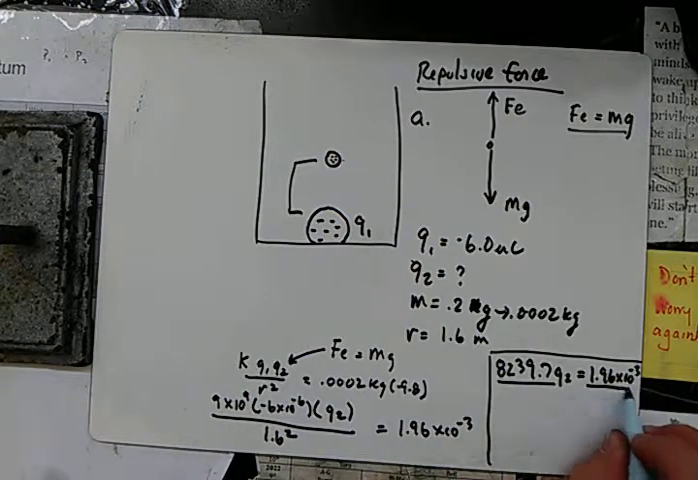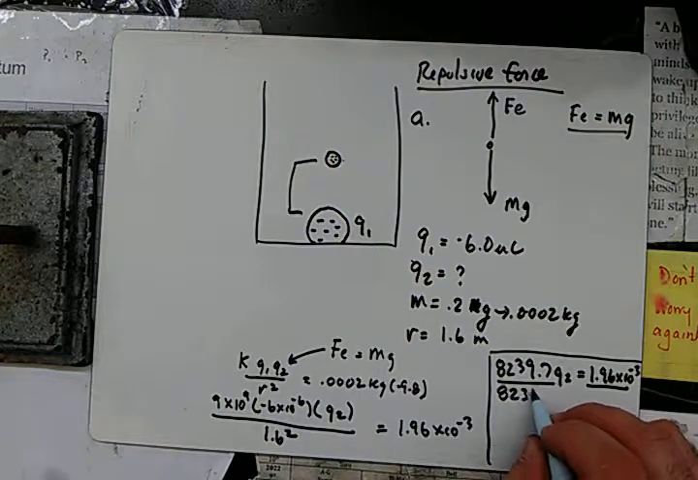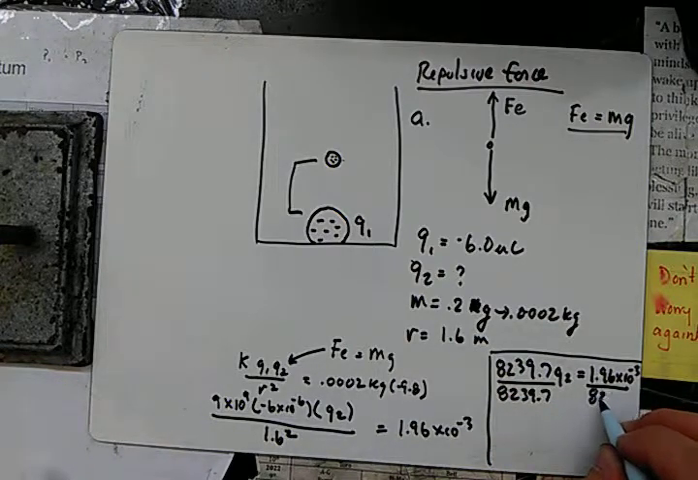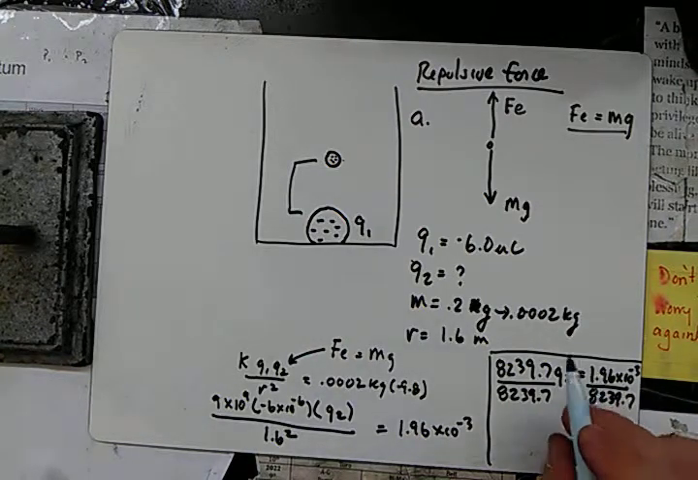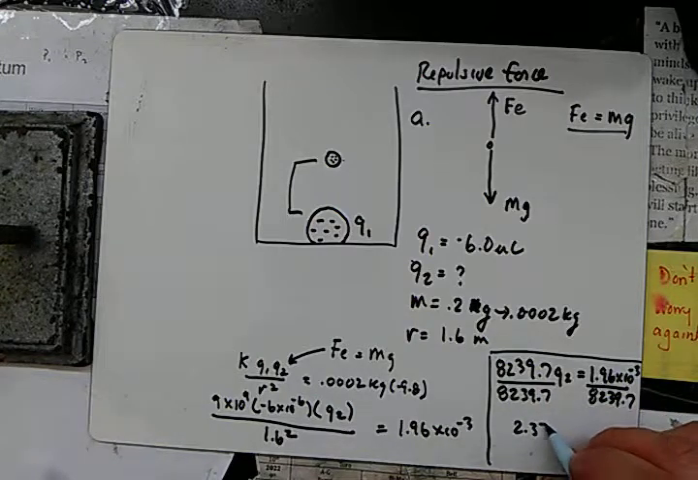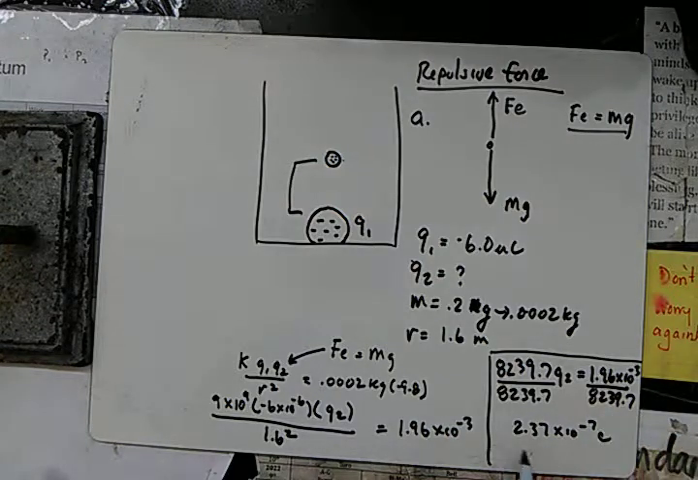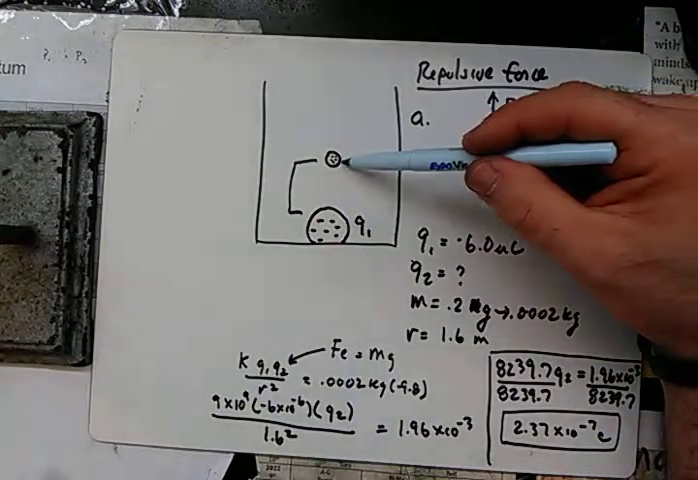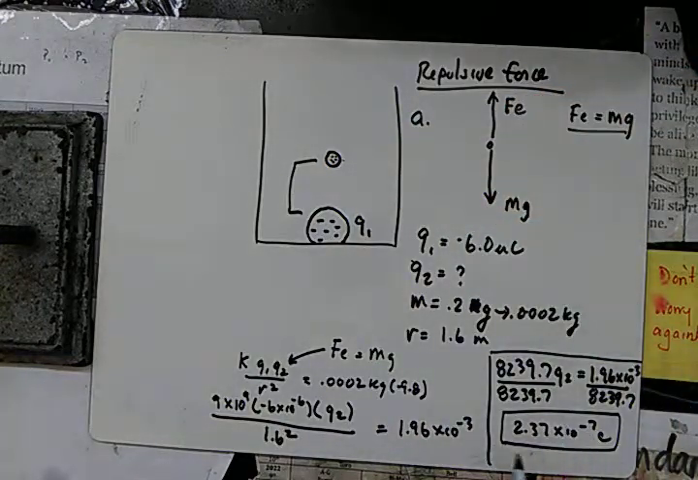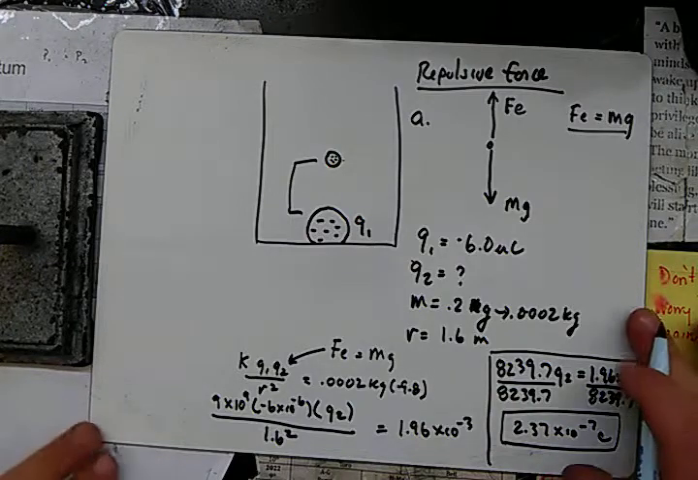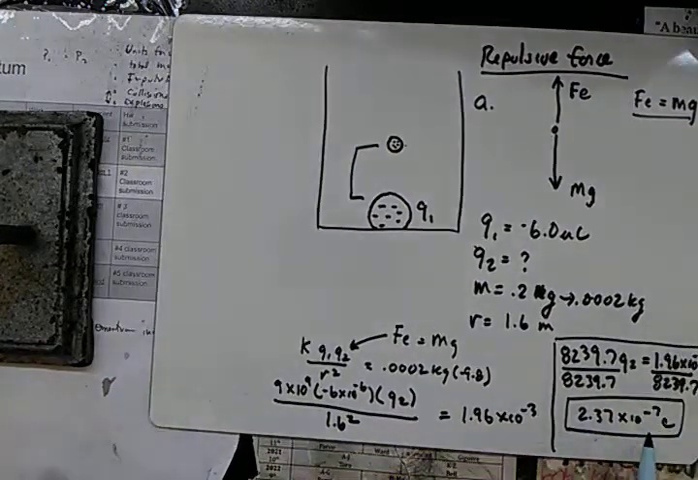So I'm going to divide, and get 2.37 times 10 to the negative 7th coulombs. There's my answer. So that little object has to carry this much negative charge in order to float there. Now, I'm going to bring that a step further.